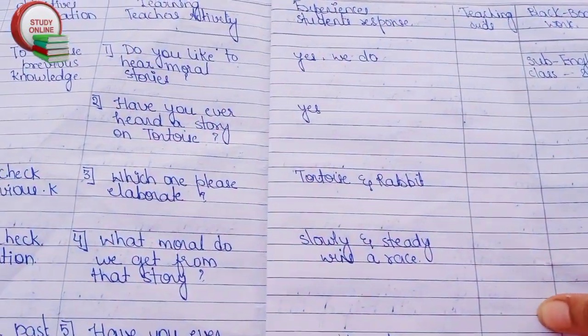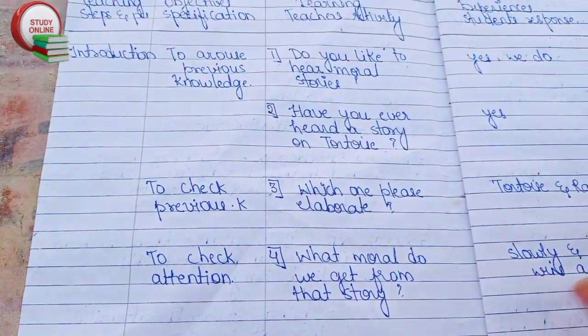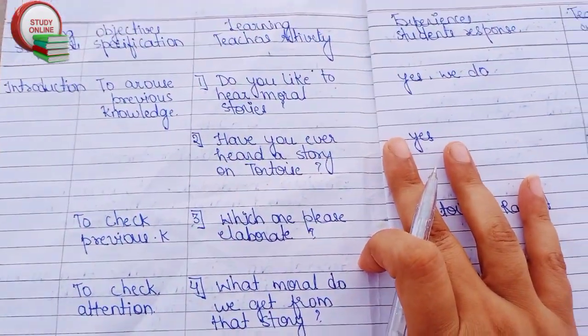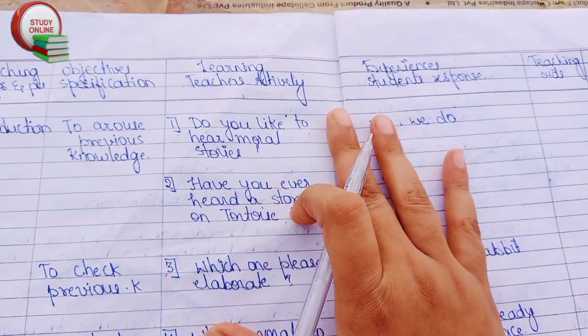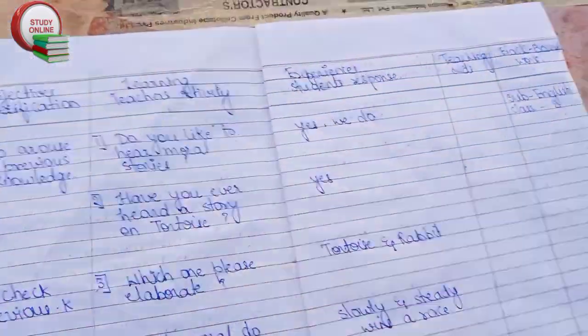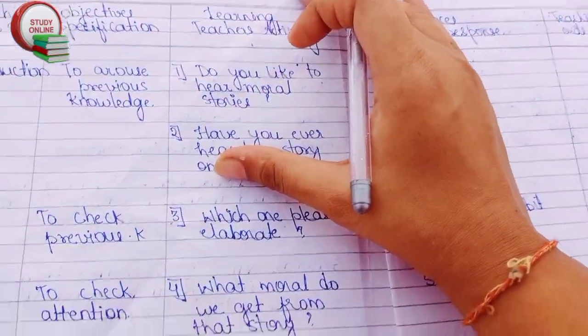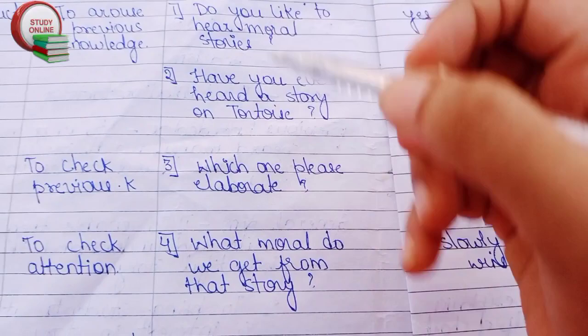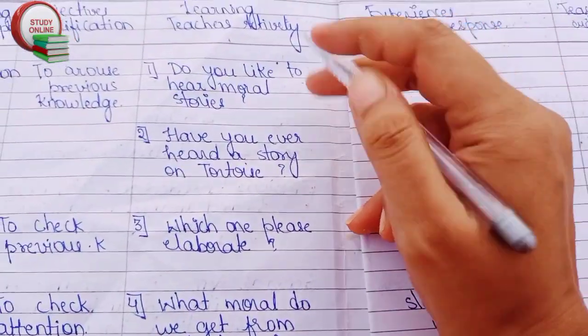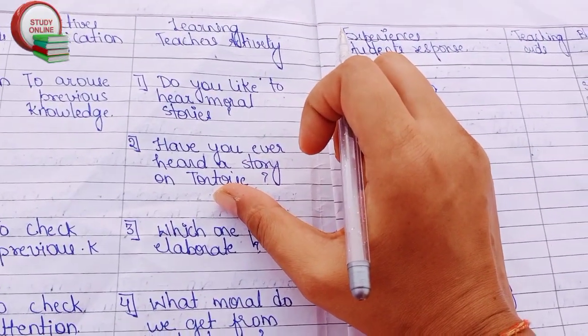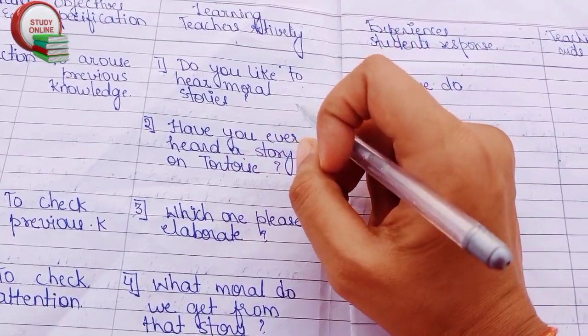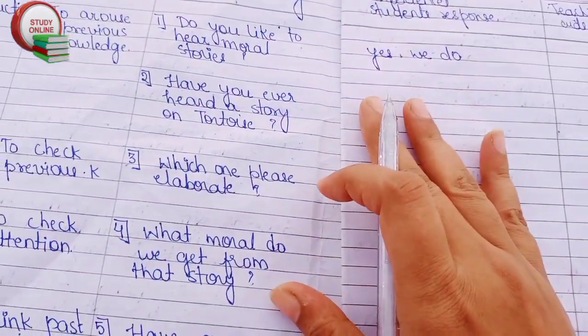Now let's turn the page, and here you will see the most important and also critical part of our lesson plan, that is the introduction part. For the introduction we can add 5 questions, and here I have added 5 questions. You can see we can ask the first question: students, do you like to hear moral stories? Students will answer yes, we like to hear that.